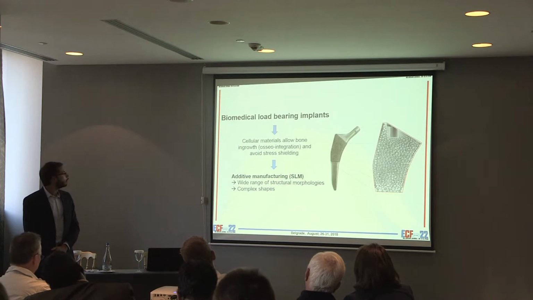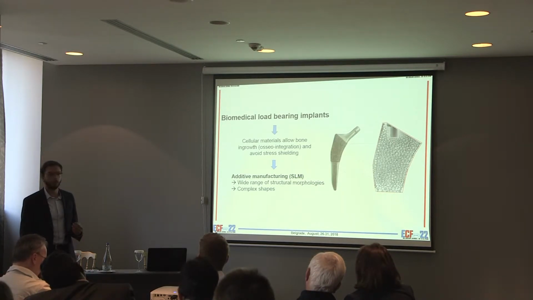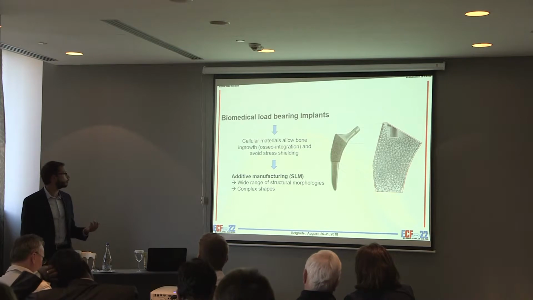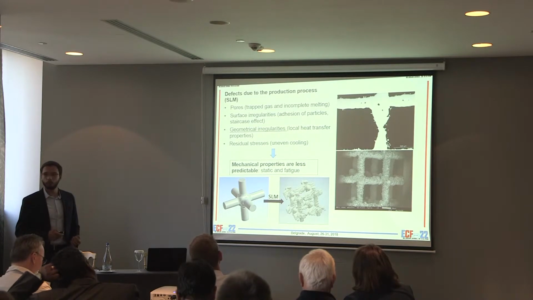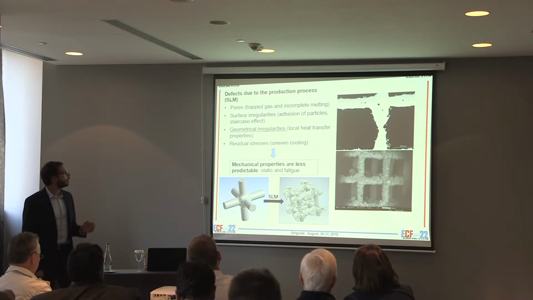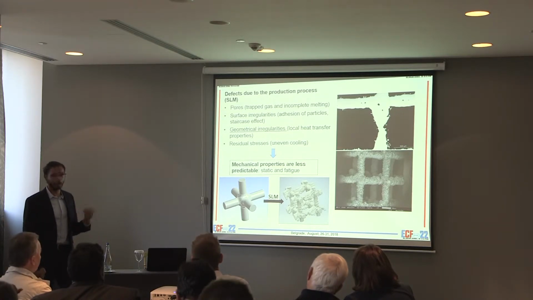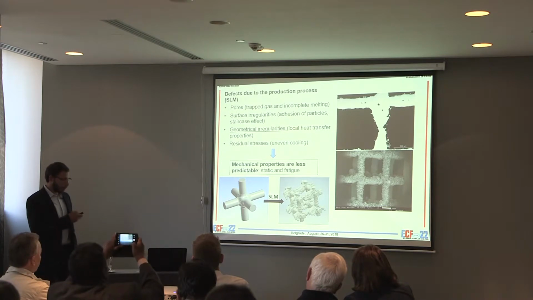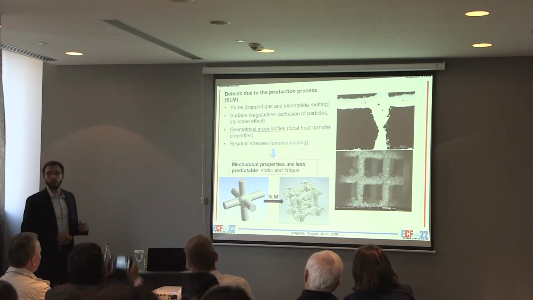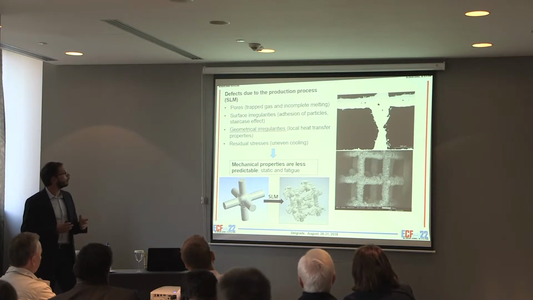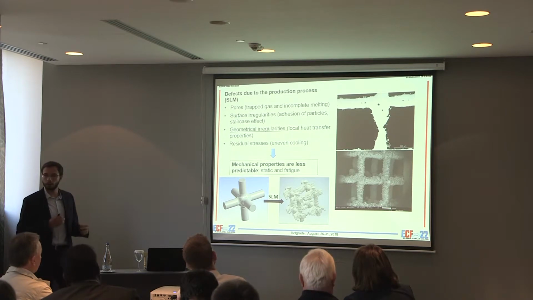the bone is weakened. So additive manufacturing, in relation to these materials, is a very powerful tool because it allows producing a wide range of structural morphologies and also rather complex shapes. But this manufacturing process also has some disadvantages. Namely, in the case of selective laser melting in particular, a number of defects are introduced in the structure. We have defects like porosity, which are mainly due to trapped gas or incomplete melting, and surface irregularities, which are basically due to the adhesion of particles on the surface.